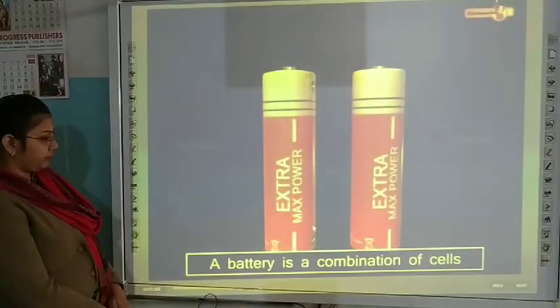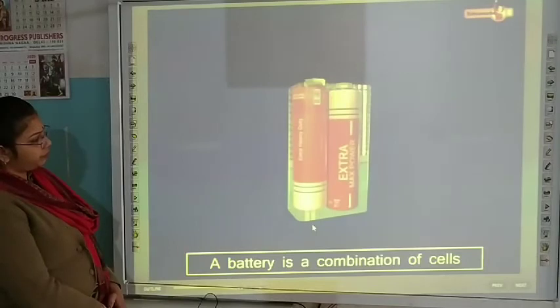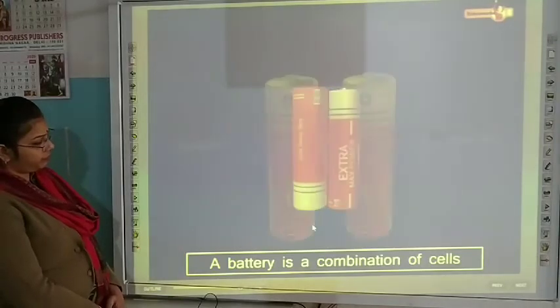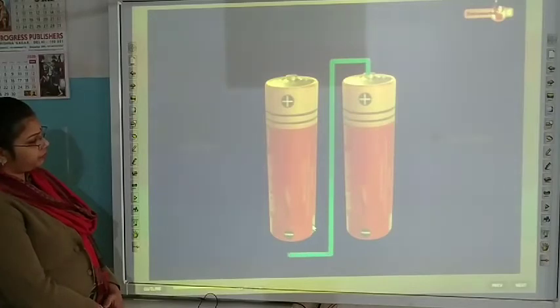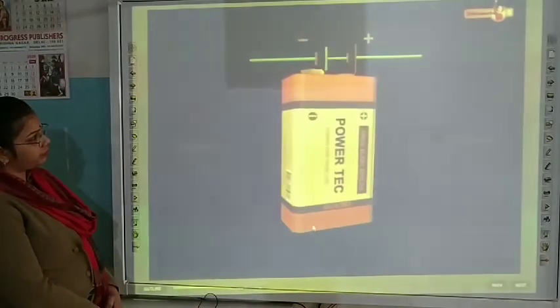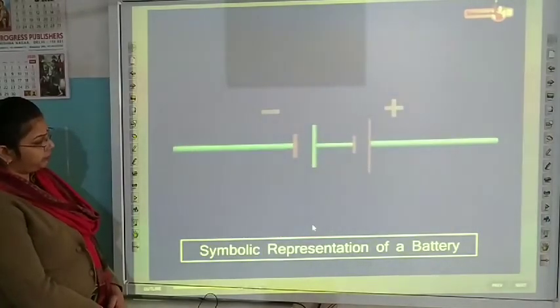Two or more cells, when joined properly, form a battery. In this combination, the positive terminal of one cell is connected to the negative terminal of the other cell. The symbolic representation of a battery is shown.